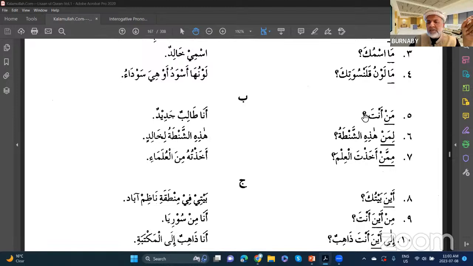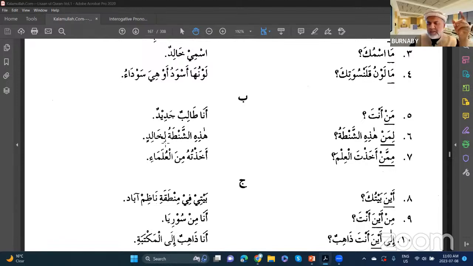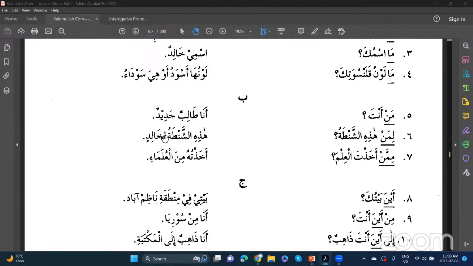Liman hazihish shanta. Shanta is a suitcase, a bag. Whose bag is this? Liman, whose bag is this? Or who does this bag belong to? Hazihi shantahul li Khalidin. This is Khalid's bag. Yes, suitcase. Li Khalid, remember this lam jara? Also used for belonging, right? Remember we said lillahi ma fis samawati wa ma fil ard, that whatever is in the earth and the heavens belongs to Allah. So this lam is also for belonging, right?